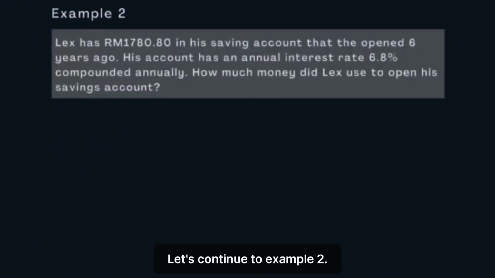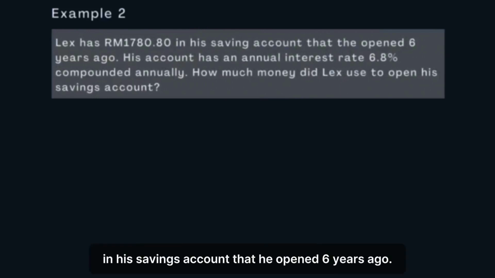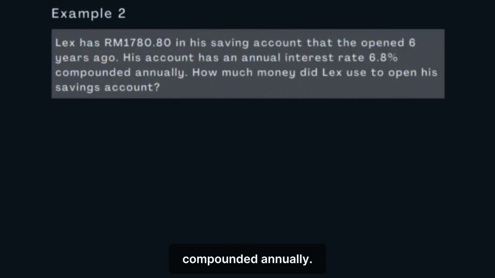Let's continue to example 2. Lek has 1,780 ringgit 80 cent in his savings account that he opened 6 years ago. His account has an annual interest rate of 6.8% compounded annually. How much money did Lek use to open his savings account?